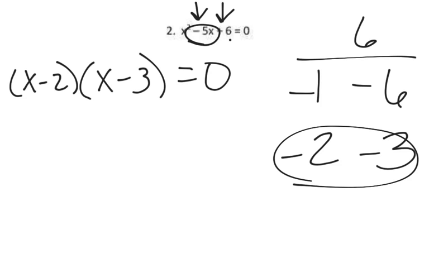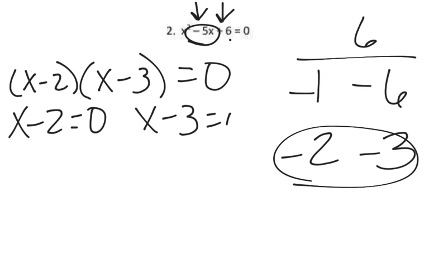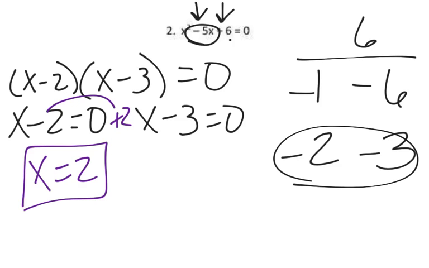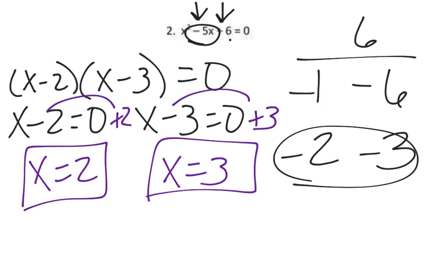Take your factors and make equations. So x minus 2 equals 0 and x minus 3 equals 0. Solve your equations. So add 2, x equals 2, box it. Add 3, x equals 3, box it.